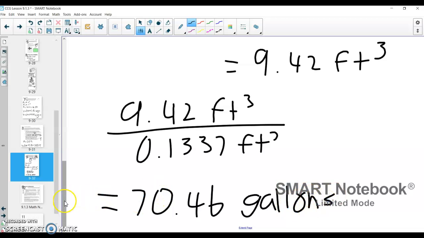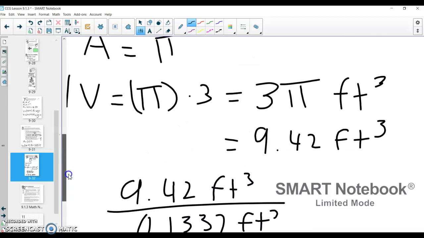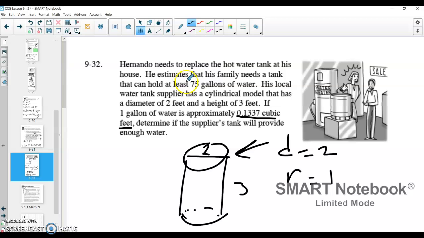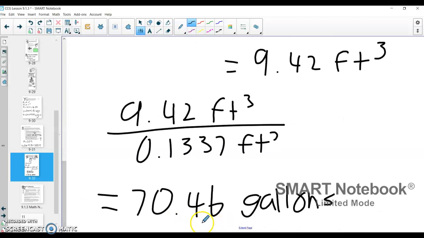All right. I want to show this kind of as a stoichiometry. I didn't know if I really had time to, but I do here at the end. But before I do that, I do want to say that that tank will not work, because he needed to hold at least 75 gallons of water, and it looks like this tank can only hold 70.46. All right. So in my last minute here, I'll show the stoichiometry for you chemistry fans.